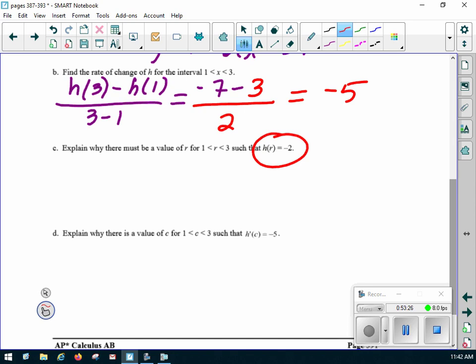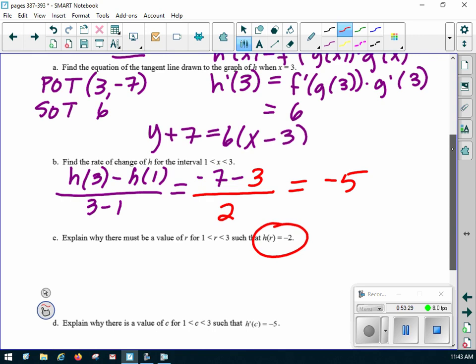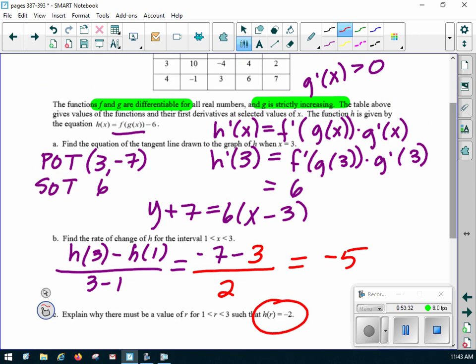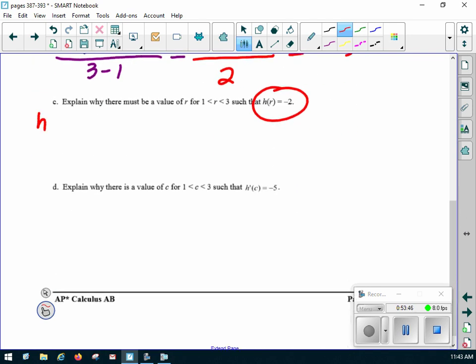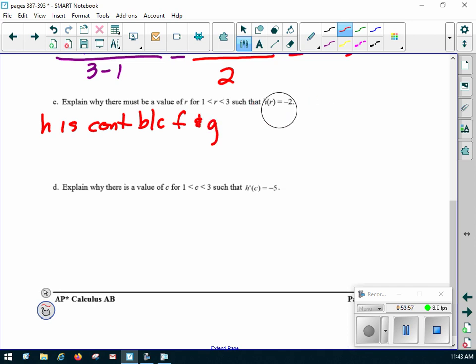What are the criteria for the intermediate value theorem? Is that function continuous? How do we know that? Because the function is differentiable. Now, I want you to understand, we were told f and g are differentiable. Does that mean h is differentiable? Yes. So h is differentiable. h is continuous because f and g are differentiable, therefore continuous.